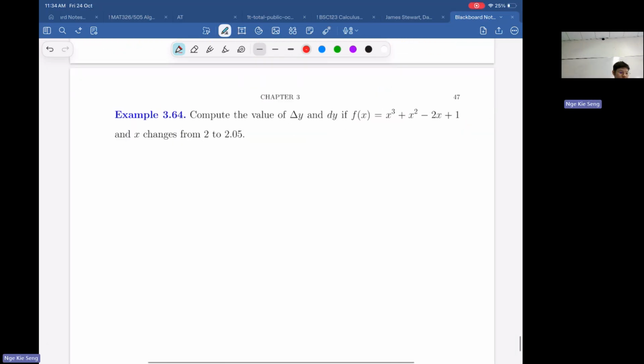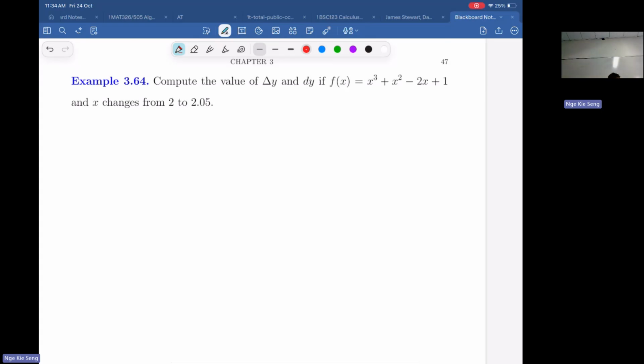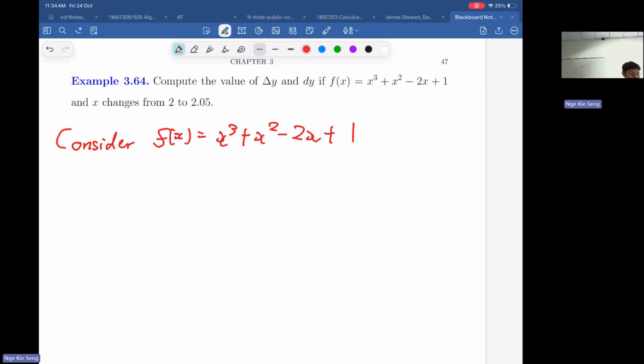All right. Let's try a question to check whether we understand this delta y or dy or not. So how to get delta y and how to get dy? First, we are given the function x cubed plus x squared minus 2x plus 1. And then we are given the change in x from 2 to 2.05, which is 0.05. Delta x is also equal to dx.